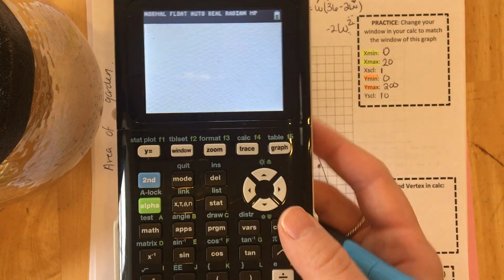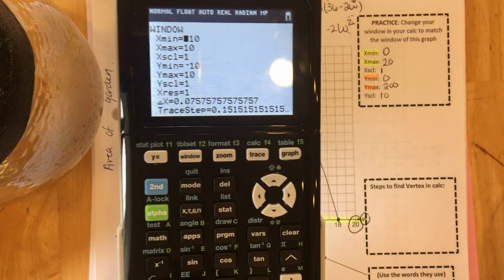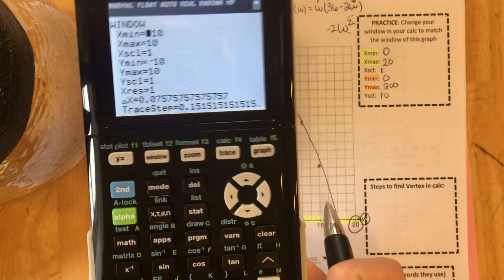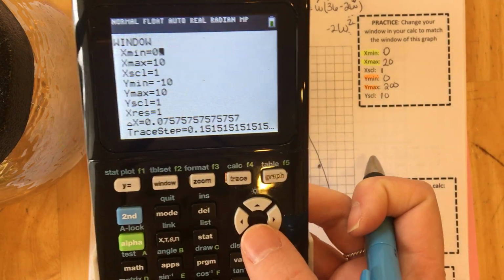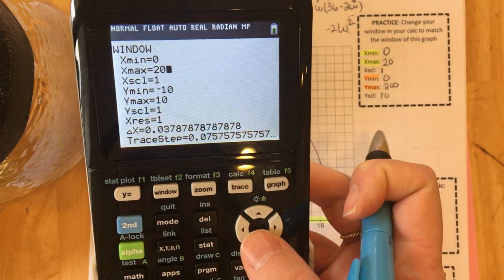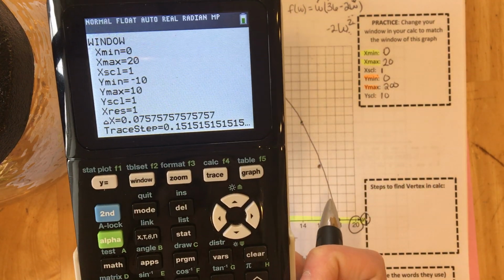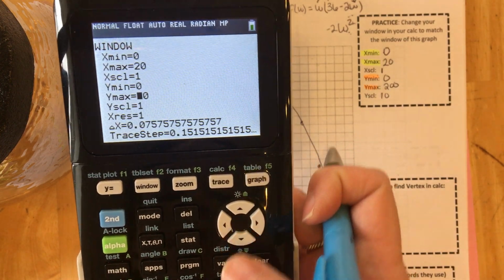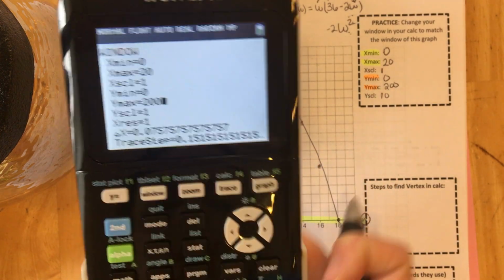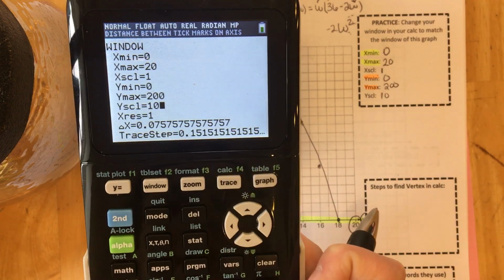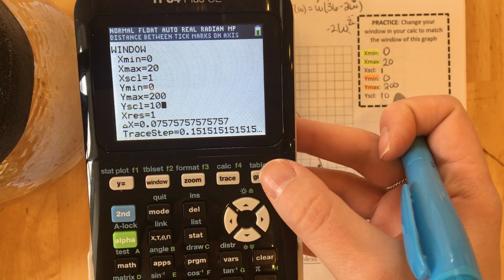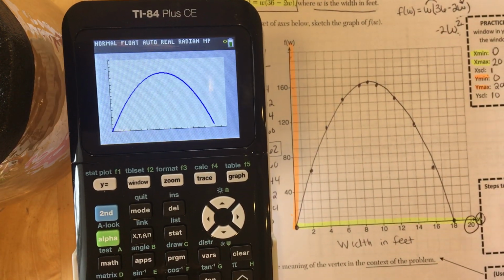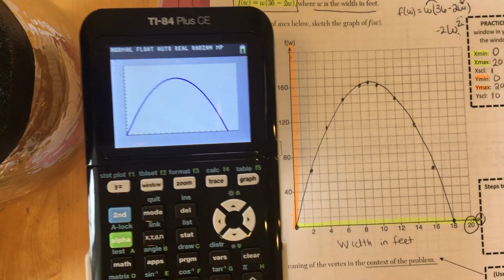So to do that in my calculator, you hit the window button. It's right here, window. Okay, you're changing these numbers to match. So X min 0, X max 20, X scale is already 1, so you can keep it. Y min 0, Y max 200, Y scale is 10. And then when you graph it, it will match what I have here, which it does, okay? So that's a good sign.